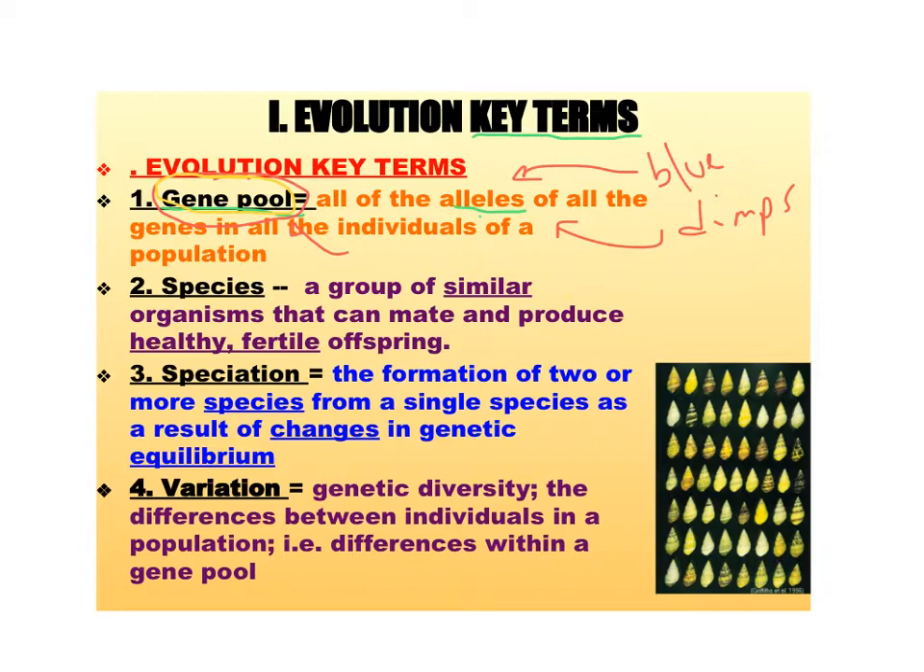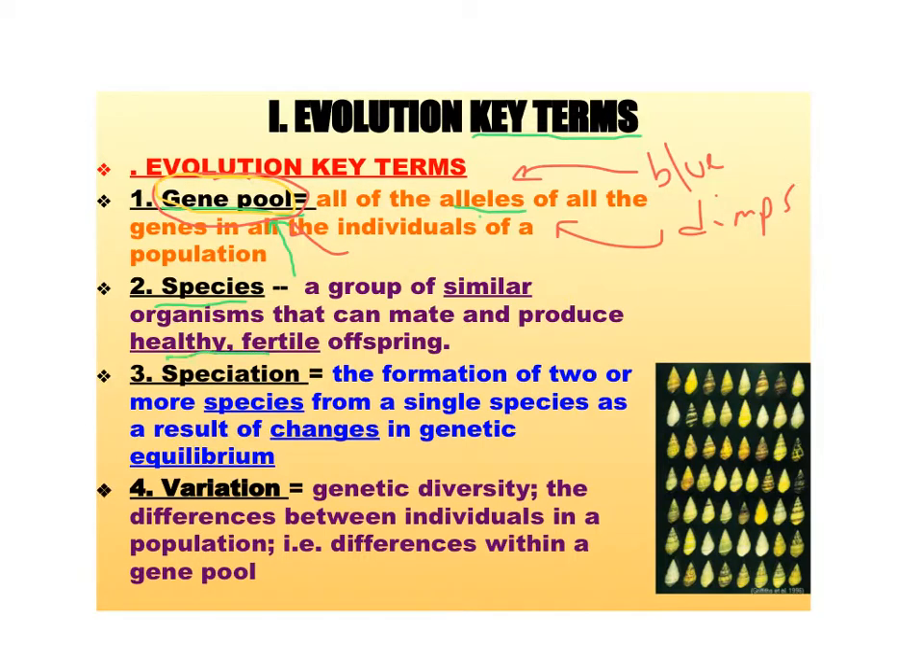The next one is species. Now it just says a group of similar organisms that can mate and produce healthy, fertile offspring. But you also need to know species all share the same gene pool. So a group of a species all have the same gene pool. They all have the same collection of alleles in their population, which makes up their gene pool.